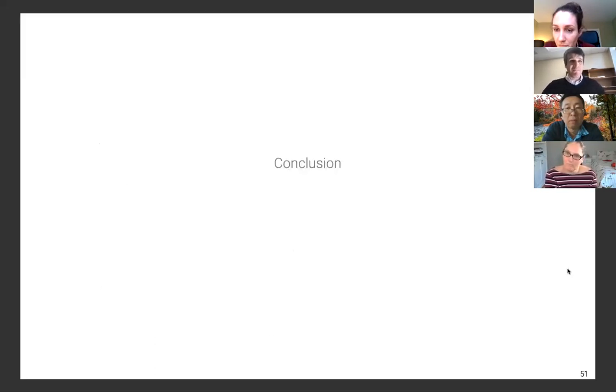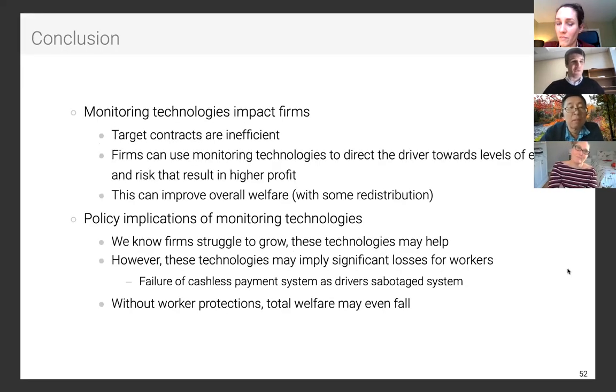So that's all we've got, or at least all I'm able to show you. Broad summary: we show how monitoring technologies impact firms, and in particular this public transit industry, which we think is important. We are hopefully exploring a type of contract that hasn't been studied before, but is prevalent in a lot of low-income countries, that we think is inefficient, and show how monitoring devices may be able to improve it, but maybe not, and how it might improve welfare, but maybe not.